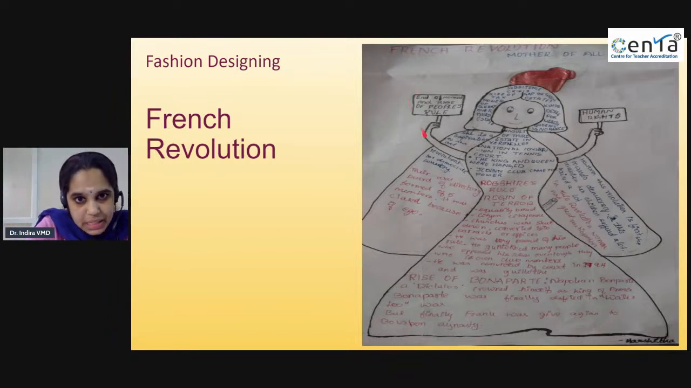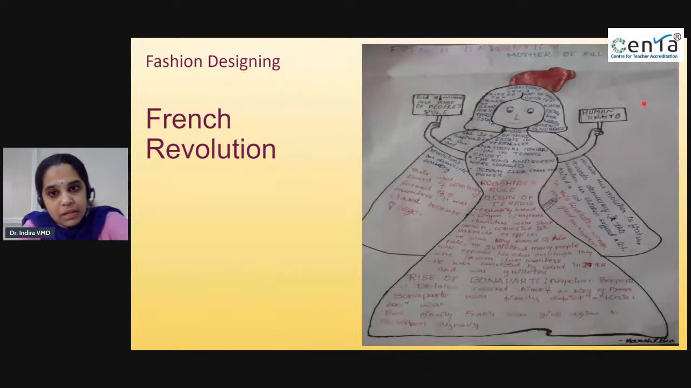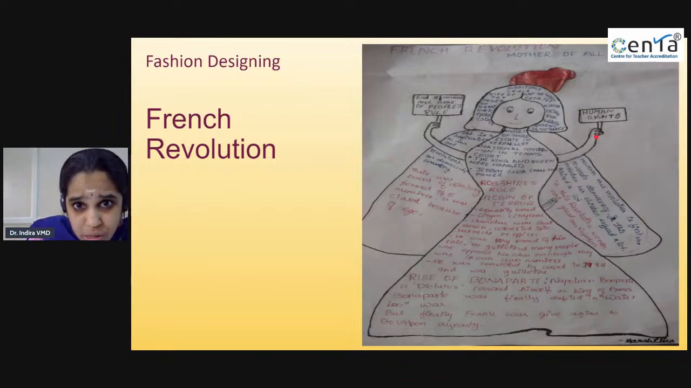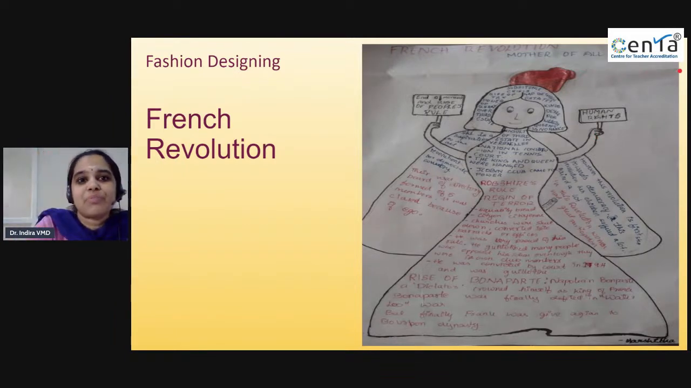Right now, if you can see, all the keywords are written everywhere. For example, Robespierre's rule, then the rise of Bonaparte. On the lady's right-hand side is a placard showing human rights, because that's what the entire French Revolution was all about. It is termed the mother of all revolutions, because the fight for democracy, the fight for a republic, everything began from the French Revolution.